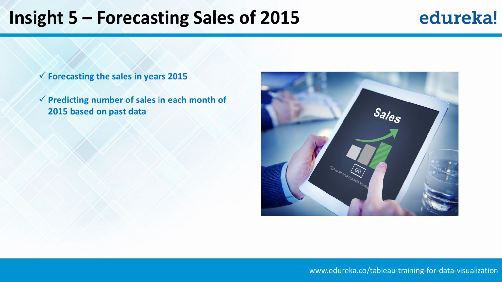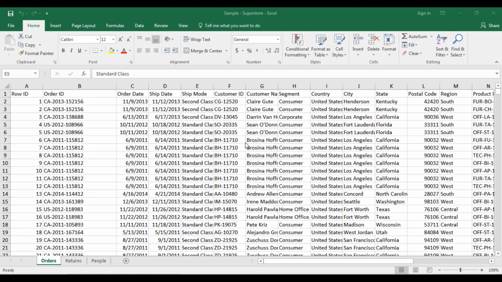Finally, we will visualize how the year 2015 will be in terms of sales based on the past data. So right now we are having data from 2011 to 14. So based on that data, we will visualize how the year 2015 will be. We will predict the sales number for each month using forecasting in Tableau. So forecasting guys is basically about predicting the future value of a measure, right? So these all 5 questions we are going to answer in this particular session. And we will be answering these questions through our Tableau dashboard.